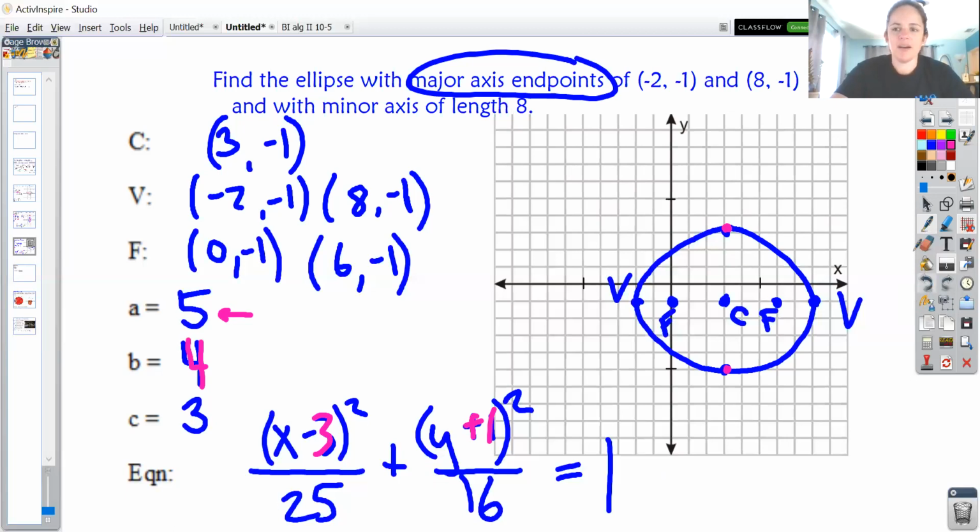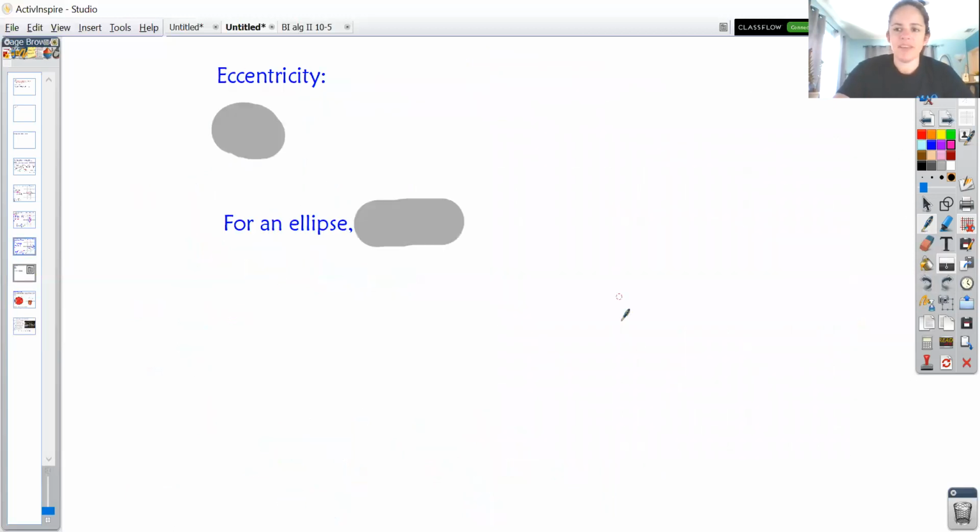Okay, last but not least, eccentricity. The word eccentric, if you've heard it, means a little bit strange, a little bit weird, different than everyone else, right? Belle's dad in Beauty and the Beast was considered eccentric. So eccentricity is a measure of how eccentric your ellipse is.